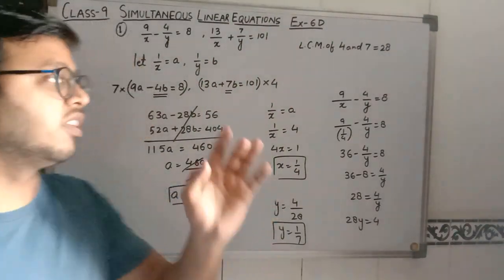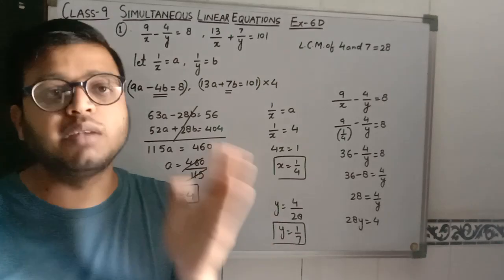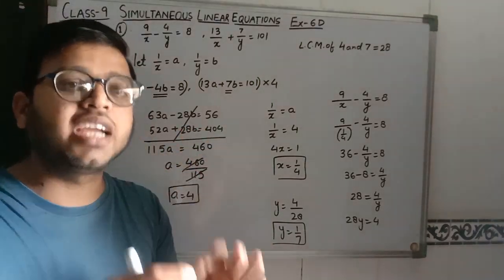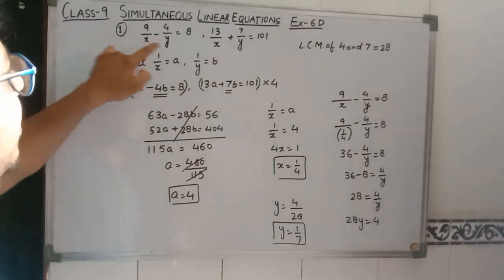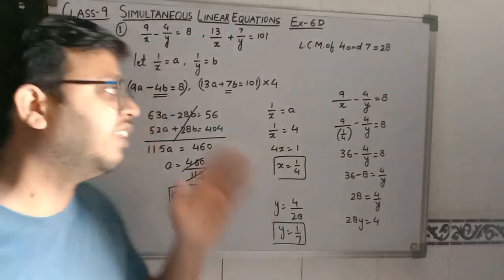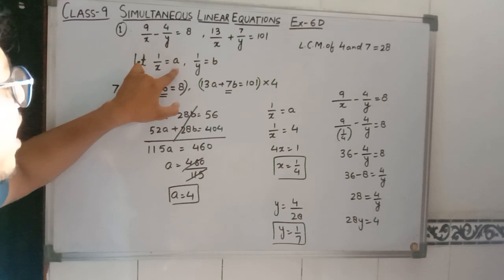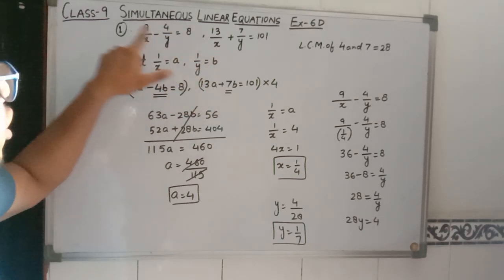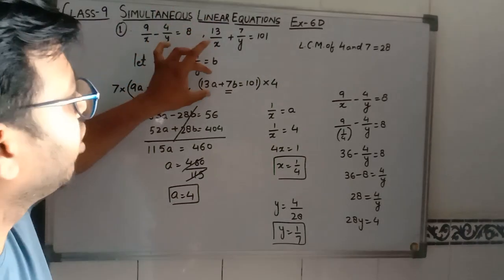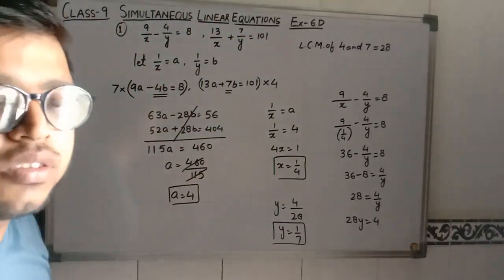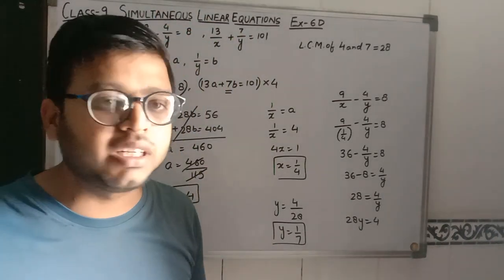First we have to understand what we can consider in both the equations to make them into general form. Like in this, in both equations x and y lie in the denominator. That is why we have considered 1 upon x as a and 1 upon y as b. So the first equation becomes 9a minus 4b is equal to 8. The second equation becomes 13a plus 7b is equal to 101. Now the equations have become general form.